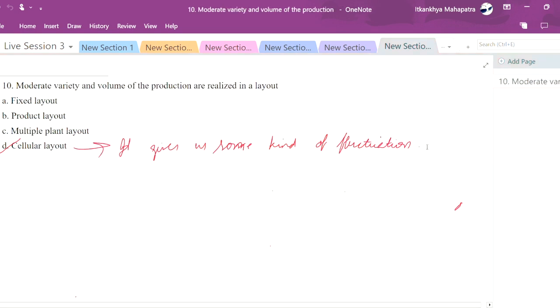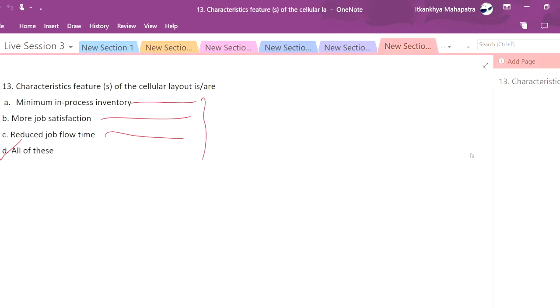So moderate variety and volume of the fraction are realized in a cellular layout. Like it gets some kind of fluctuation. Next, we also discussed some characteristics of cellular layout: minimum work in process inventory, more job satisfaction, reduced job flow time.